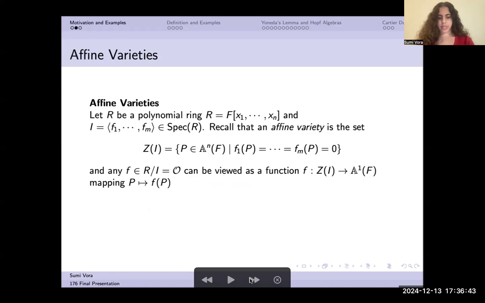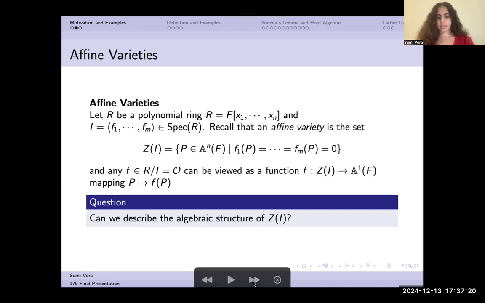The way that we will motivate affine group schemes is to start by thinking about affine varieties. From class, we have a polynomial ring R with entries from some field F. And then we have some prime ideal I that contains certain polynomials that we want the solution for. Then an affine variety is the set of points in affine space that are solutions for those polynomials, right? And we noted that if you look at the quotient R mod I, then every polynomial in that quotient can be thought of as a polynomial whose pre-image is just the points in the affine variety Z_I.